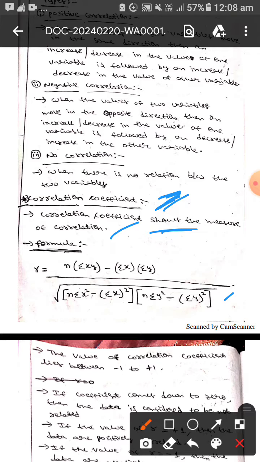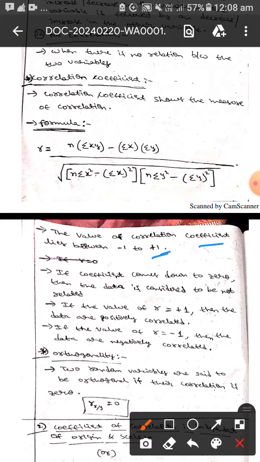Now let's discuss the correlation coefficient. The correlation coefficient shows the measure of correlation. The formula is r equals n of sigma xy minus sigma x sigma y, divided by the square root of n into sigma x squared minus sigma x whole squared, into n into sigma y squared minus sigma y whole squared. Usually the value of correlation is between minus 1 and plus 1.